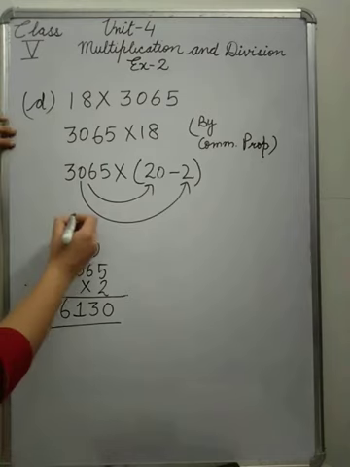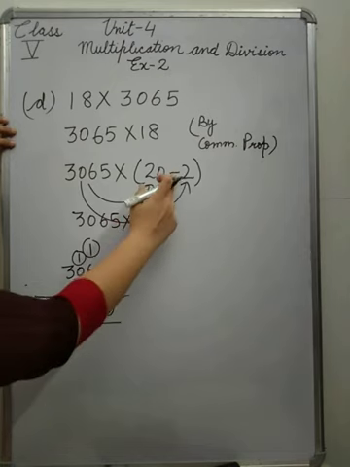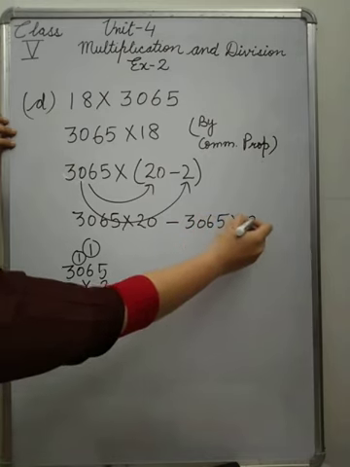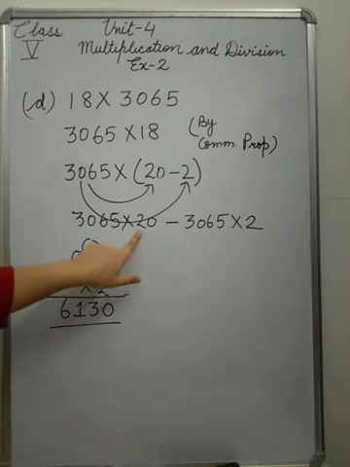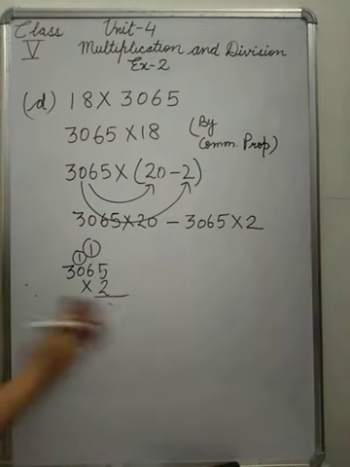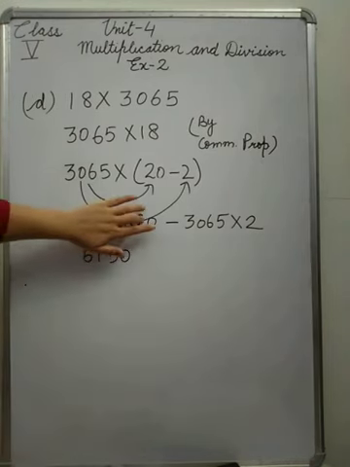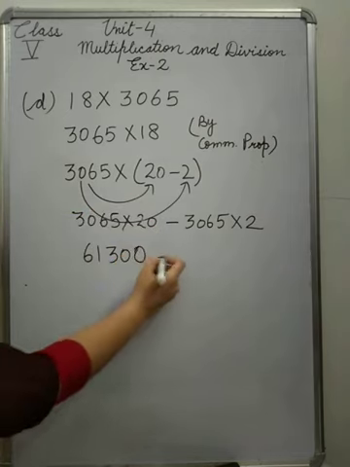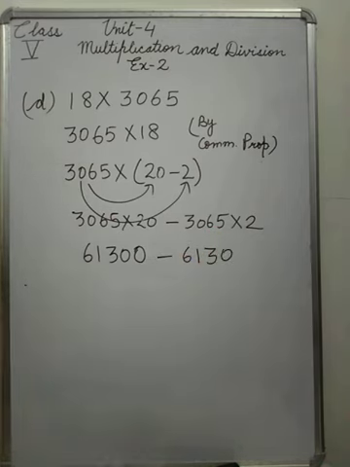When you multiply, firstly write 3065 into 20. Minus is there, place minus here. 3065 into 2. So when you multiply 3065 into 2 only, what are you getting? 6130. But one 0 is already there, so place that 0 also here. Now when you multiply this by this, what are you getting? 61300. Now you can subtract this.